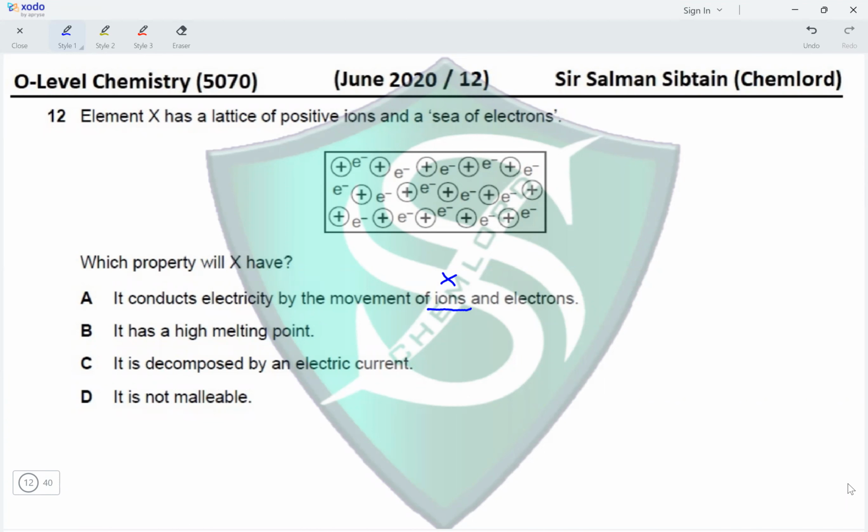It has a high melting point. All metals have a high melting point. It is decomposed by an electric current. No, it is not decomposed by an electric current. Electrolysis is not taking place here. Neither is any decomposition. So this is wrong. It is not malleable. It's a metal. Metals are malleable. So this makes option B the correct option for this question.